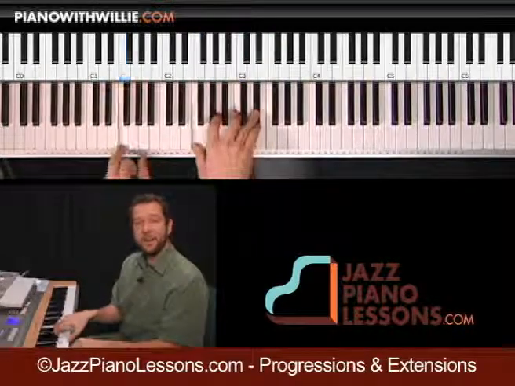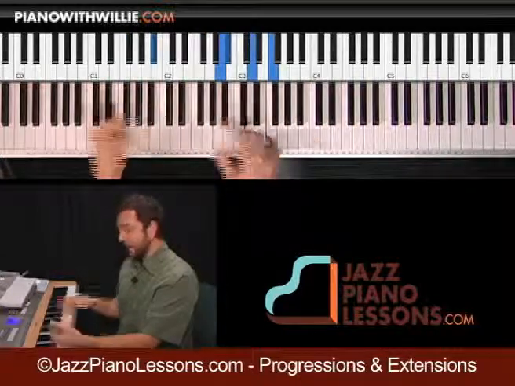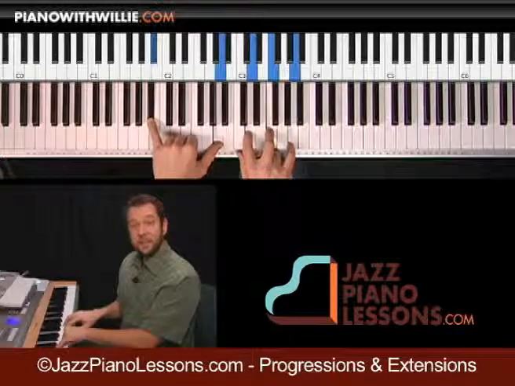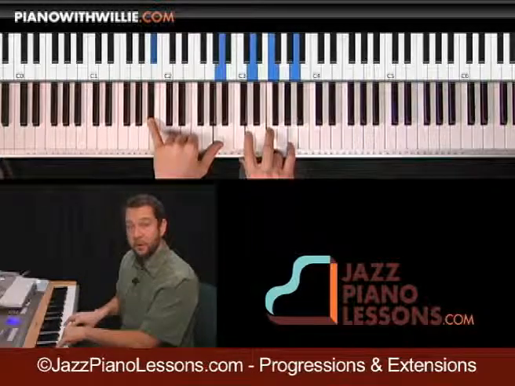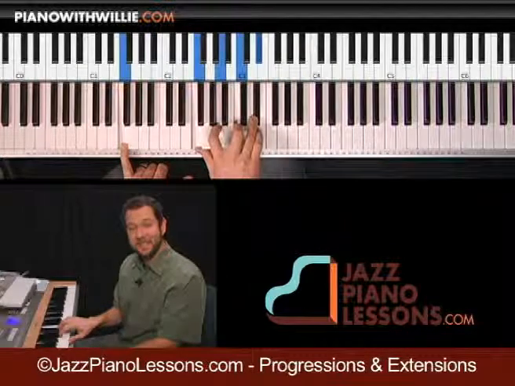And then I go to F dominant 7th before I go to B flat major 7. Now B flat major 7, you can see all of these notes are diatonic to the key of F, right? So that's my 4 chord. However, that F dominant 7th chord there is not diatonic.